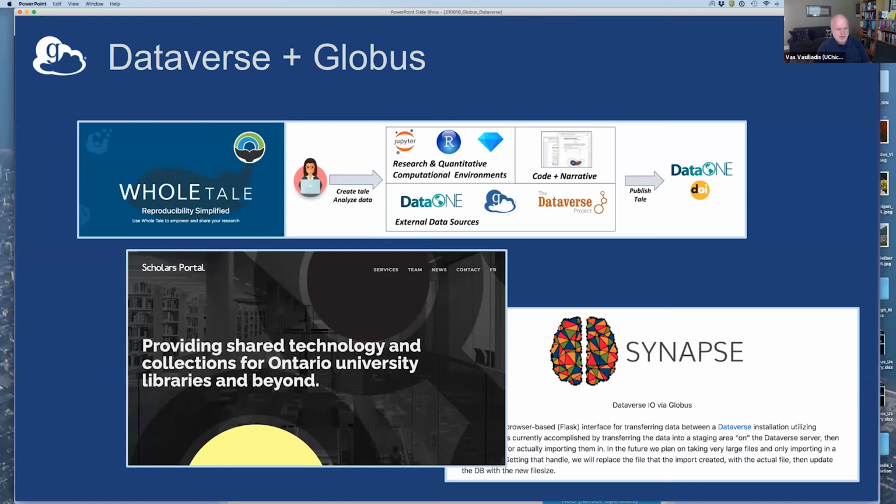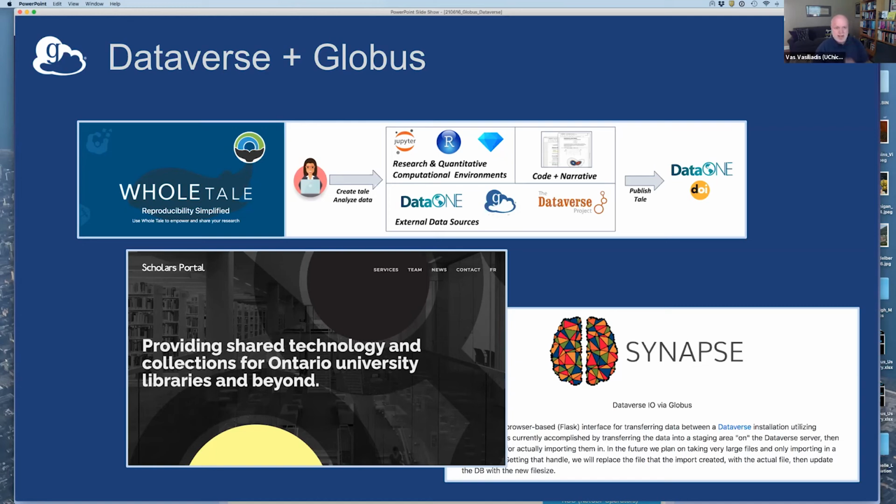We did some work as part of the Hotel project that I show up here at the top, where Globus was used to pull data into Dataverse, but that's sort of by the wayside in some sense. I also recently became aware of the Synapse project that's done some integration with Globus. So there are a number of efforts out there, and we've been peripherally involved. I think we've been a little more involved with the Scholars Portal folks, but there's definitely, from my perspective, a need to engage in a more programmatic way with the Dataverse team.